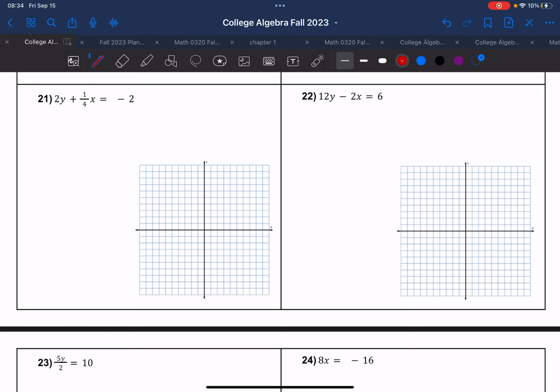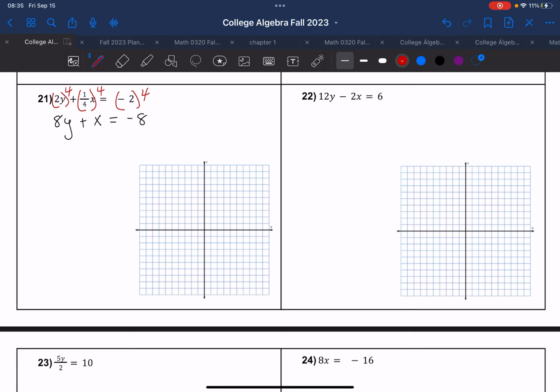On 21, we have 2y plus 1/4 x equals -2. Before I solve this problem, I'm going to get rid of that 1/4 fraction. Since it's the only fraction here, I'm going to multiply every term by its denominator, 4. This gives me 8y plus x, because 1/4 times 4 is 1, and I don't need to write that 1 there, is equal to -8.